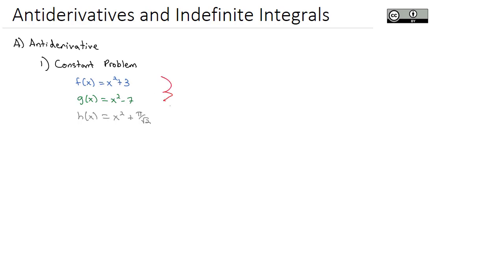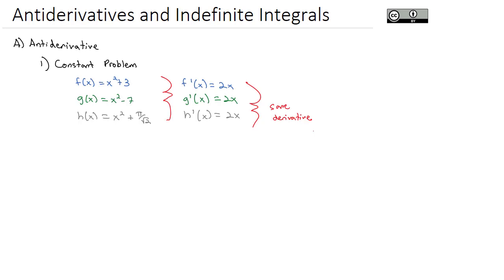And what's interesting about all three of these is when we take the derivative of the first one, we get 2x because the derivative of a constant is 0. When we take the derivative of the second one, we get 2x because the derivative of the constant is 0. And when we take the derivative of the third one, we get 2x because the derivative of the constant is 0, which means all three of these have the same derivative.